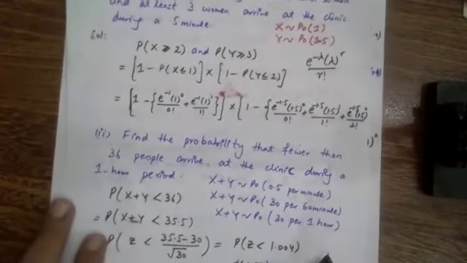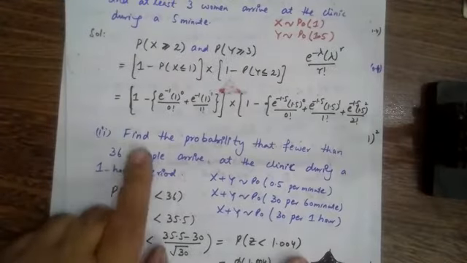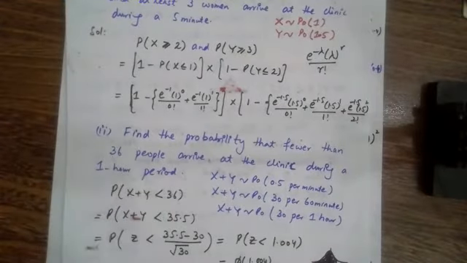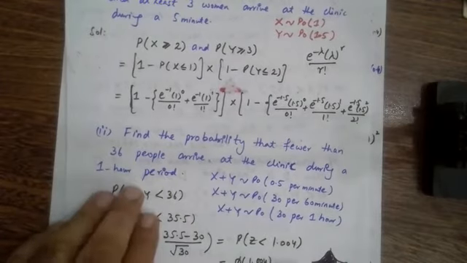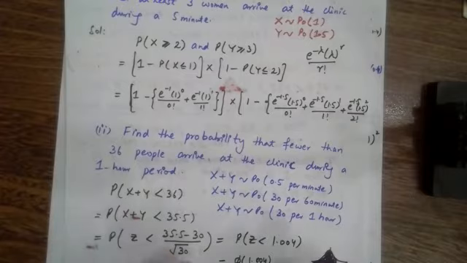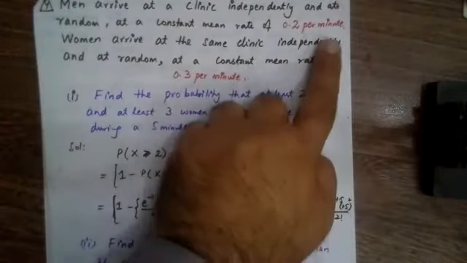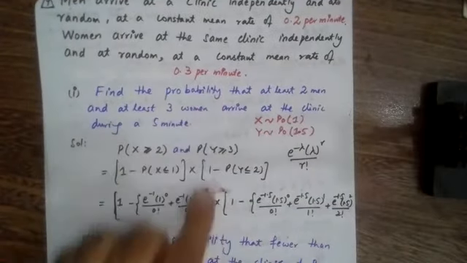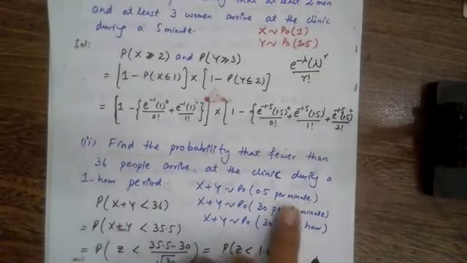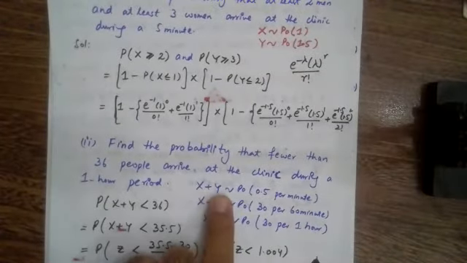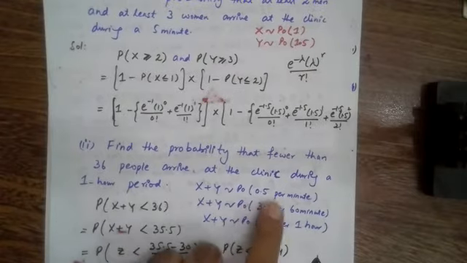Okay, then he is combining these two. Over here he is actually calculating the total number of ladies and men. Find the probability that fewer than 36 people arrive at a clinic during a 1 hour period. Over here he hasn't said so many men and so many women. Now here we are going to add both of them. So 0.2 men per minute and 0.3 women per minute, a total of 0.5 people per minute arriving at the clinic. So if x is the number of men coming and y is the number of women coming, I add them simply and it comes out to be 0.5 per minute.